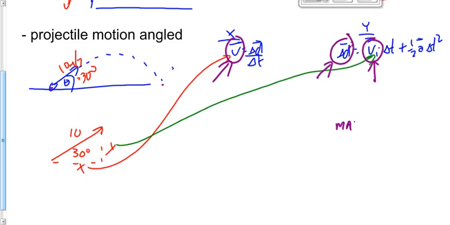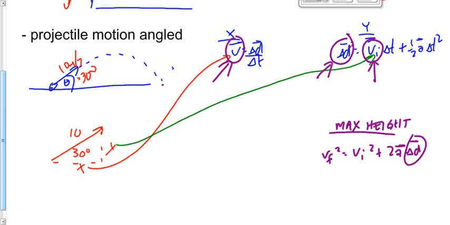I'll put that in purple because, once again, this is a little bit different than the first problem. To solve for the max height, you're going to say VF squared is equal to VI squared plus 2AD for the Y component. You're going to solve for D, and you're going to set VF equal to 0 because vertically it stops at its max height. VI, well, that would just be this number right here. It would be the Y component of that velocity that you found.